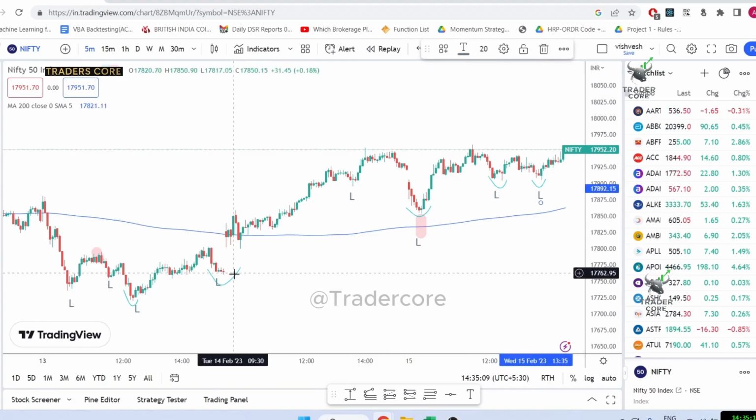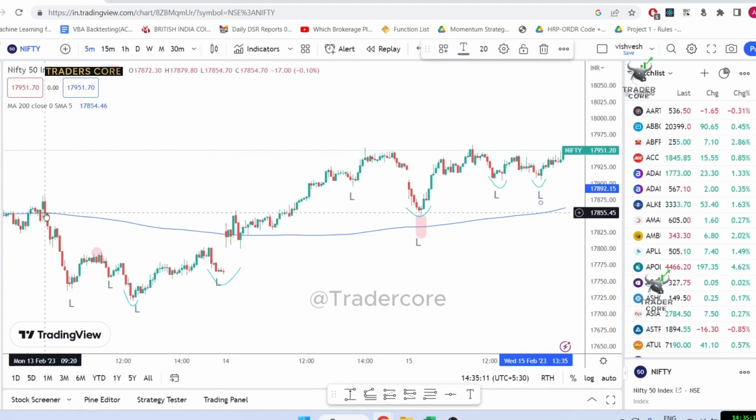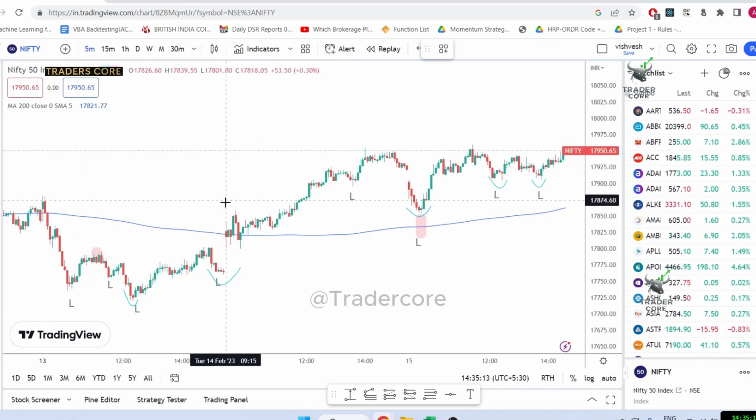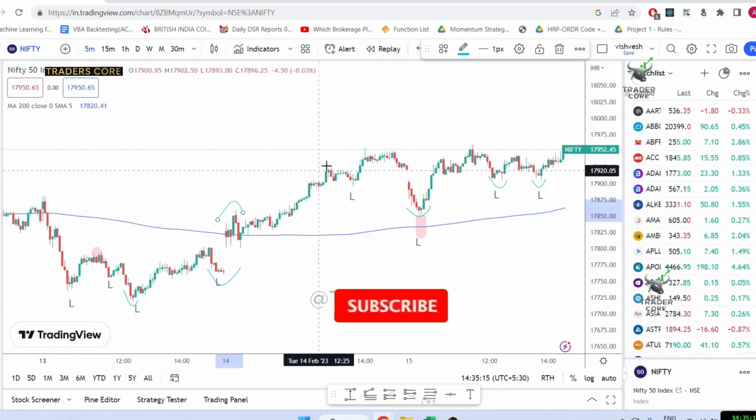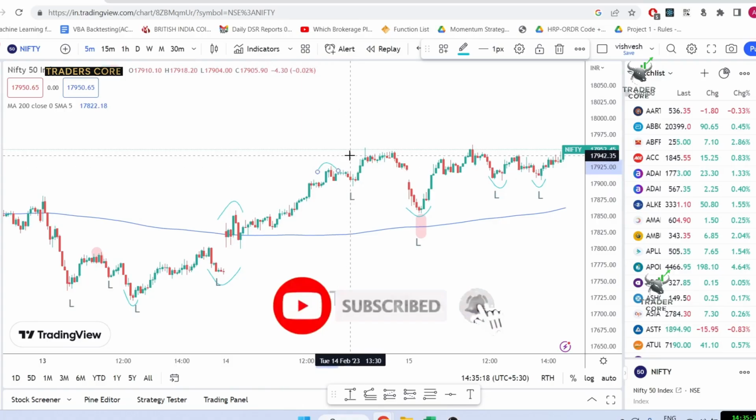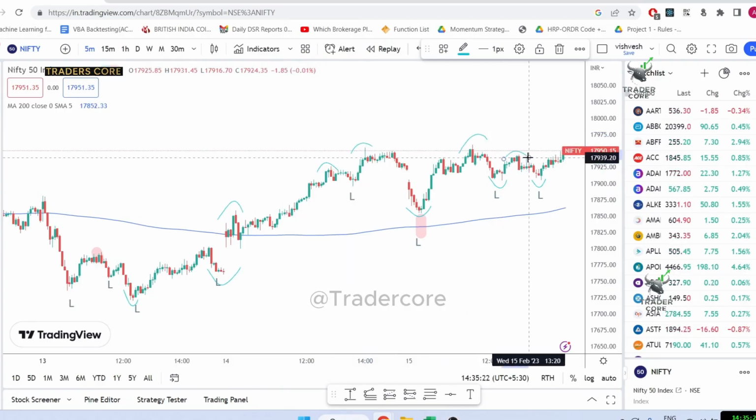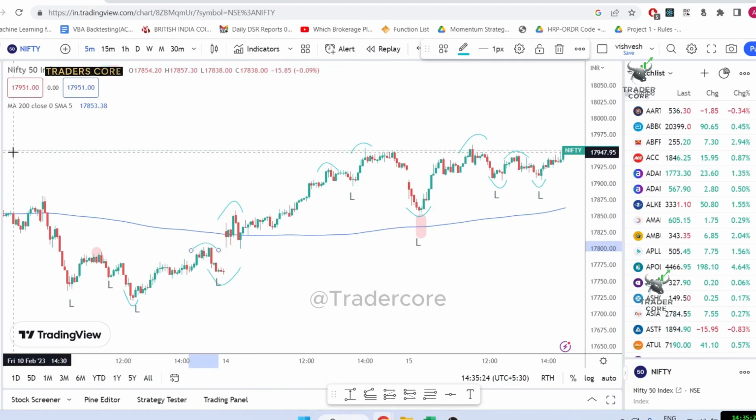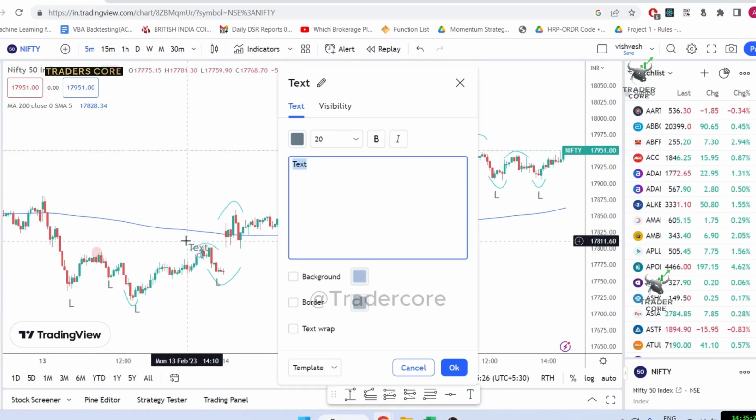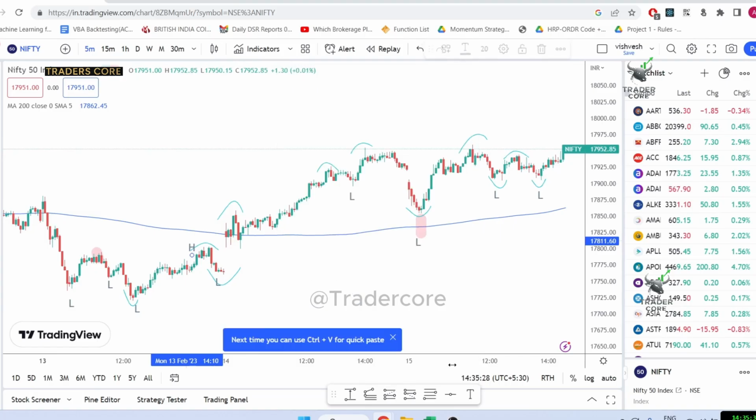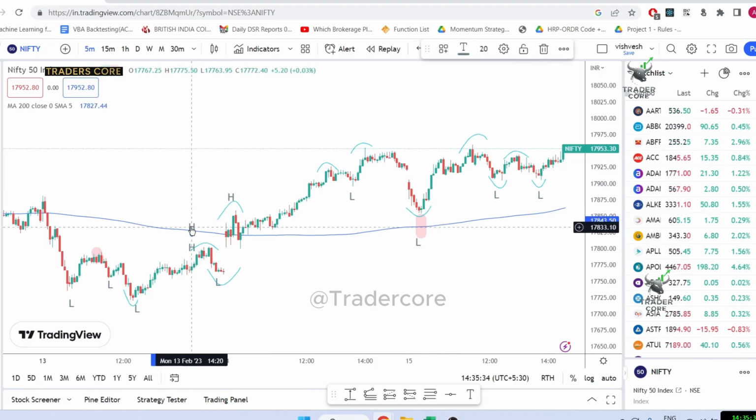And similarly, if we want to find the swing highs, it is the opposite. So the stock goes up and then comes down, the stock goes up and then comes down, and these are all the swing highs. So let us mark these swing highs as well. So we've got our swing highs and swing lows made.